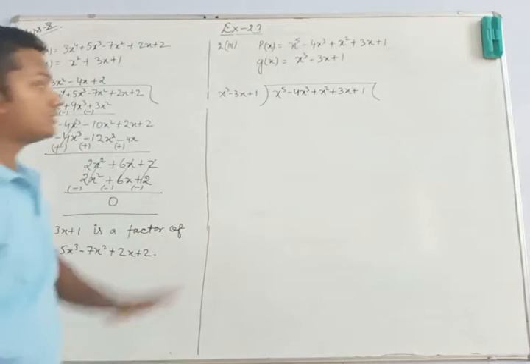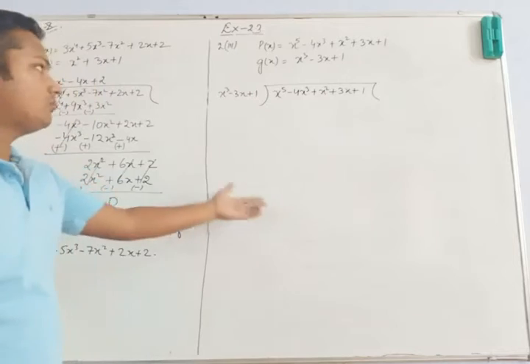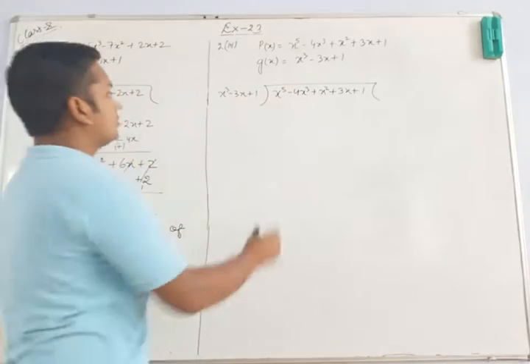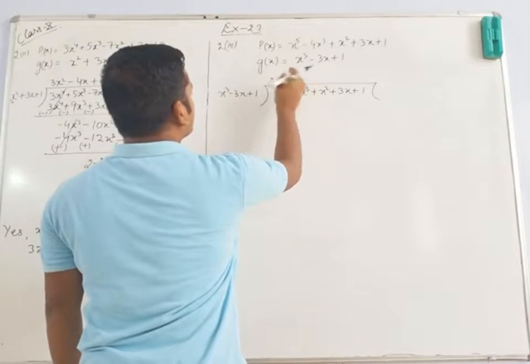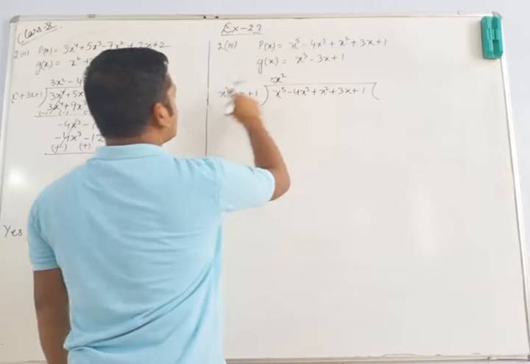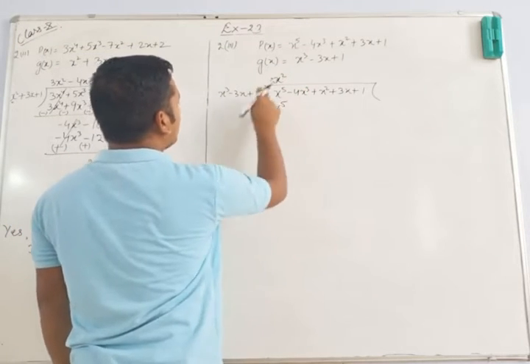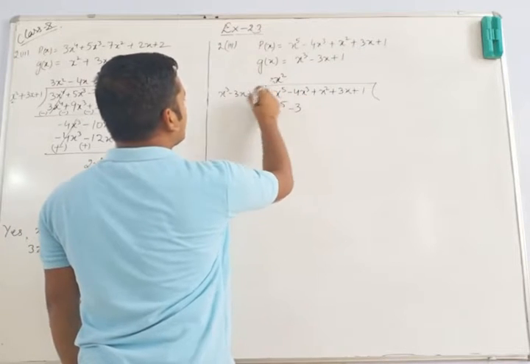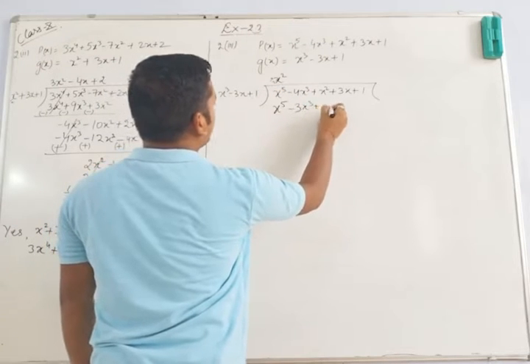Okay, this is it. Now this one, the third one. Again we have to check the same, so we will be dividing this equation with this equation. For the first term we will be multiplying it with x square, so that x square into x cube will give you x raised to the power 5. Minus 3x into x square will give you x cube plus 1 x square.